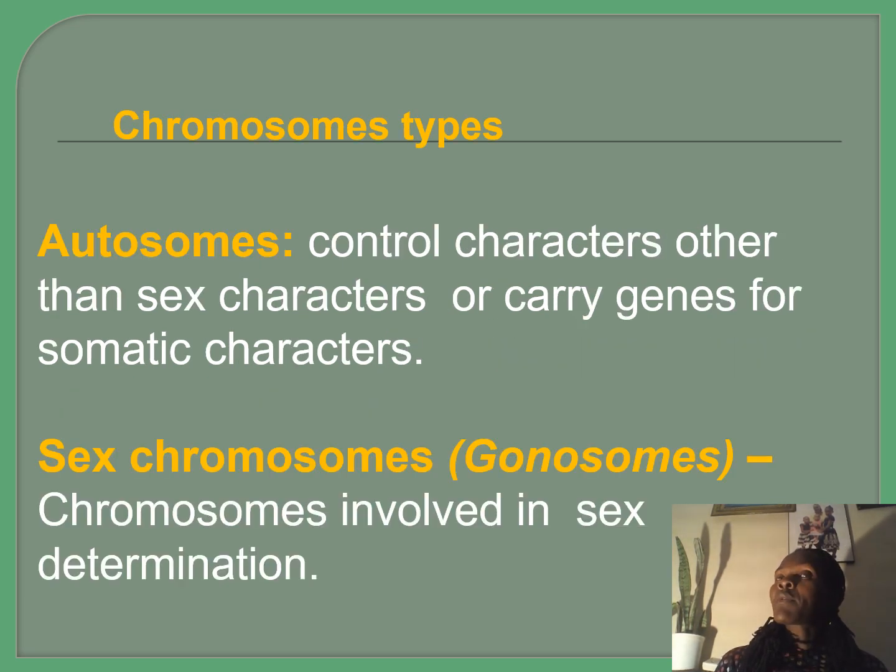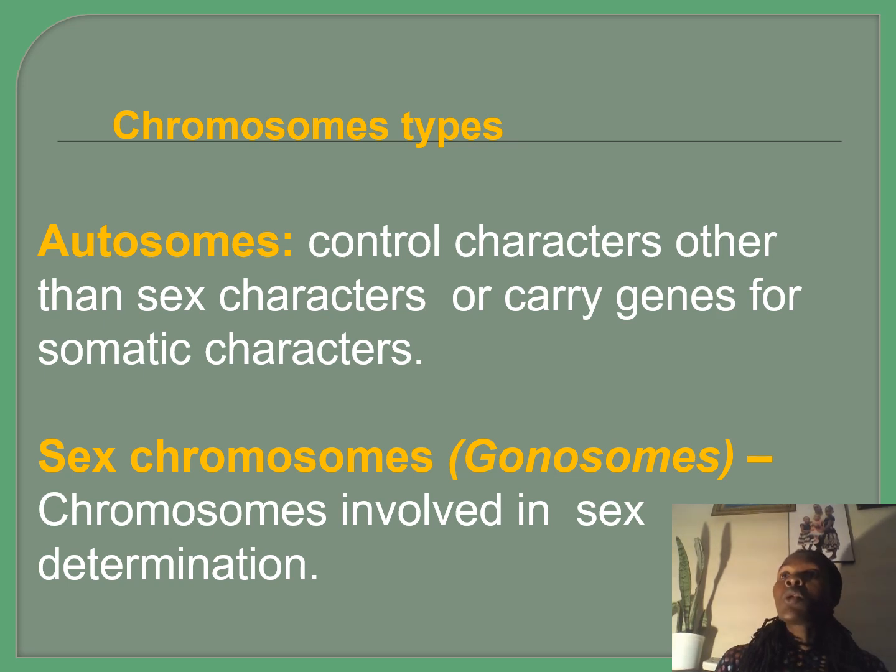There are two types of chromosomes. We have the autosomes and then the sex chromosomes. The autosomes are the ones that do not carry the sex and do not determine the sex. So we have the X and Y, especially when you talk about the sex chromosomes in humans. The male will always have XY, the female will have XX, and at that point we talk about the sex chromosomes. The autosomes are the ones which control characters other than the sex characters.